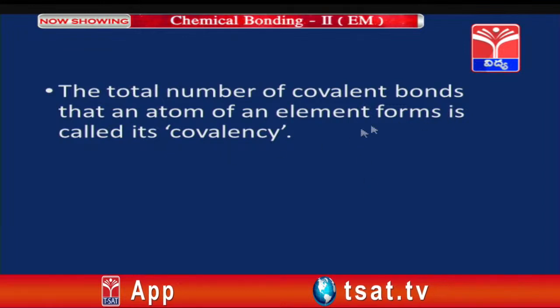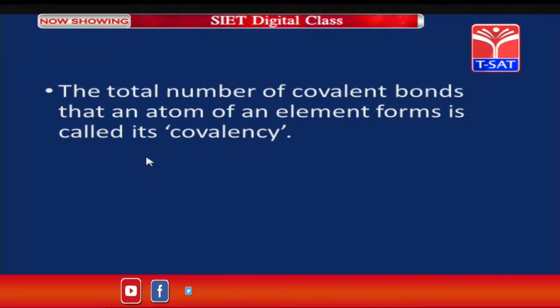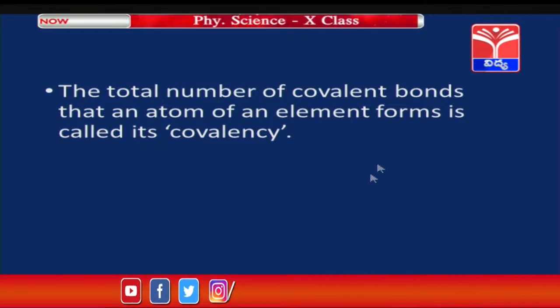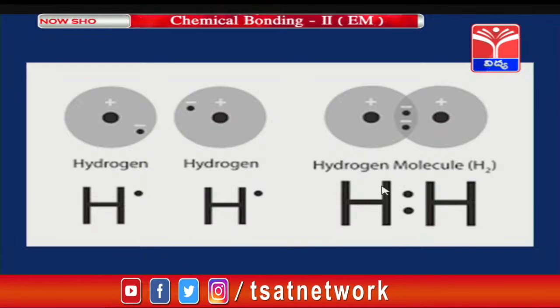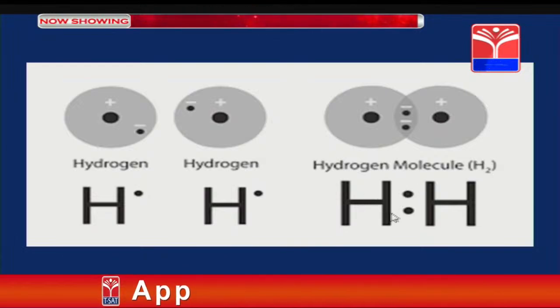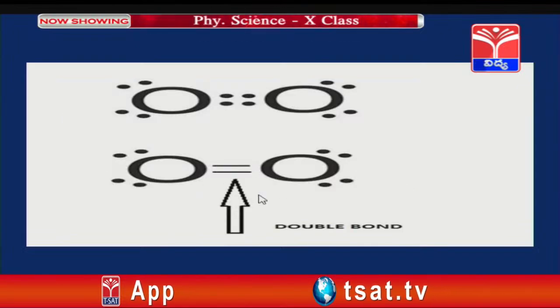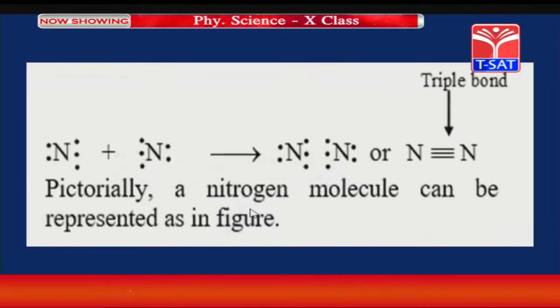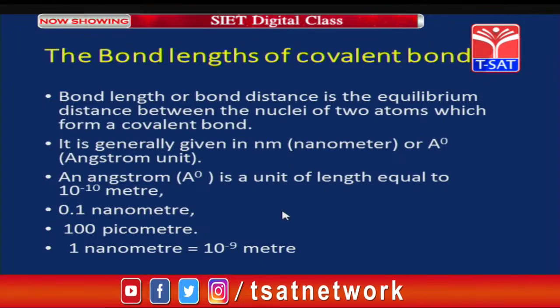So let us see what covalency is. Covalency is the total number of covalent bonds that an atom of an element forms. So what is the covalency of hydrogen here? One single bond is formed between two hydrogen atoms, so the covalency is 1. In oxygen, a double bond is formed, so the covalency is 2, and in nitrogen a triple bond is formed, so its covalency is 3. Children, let us study what bond length is.